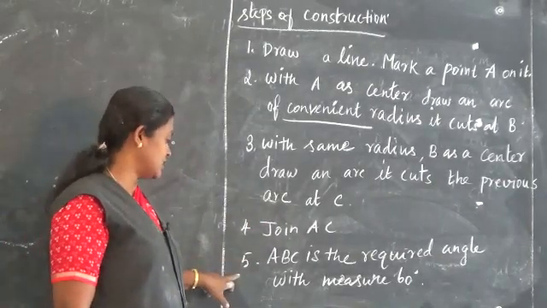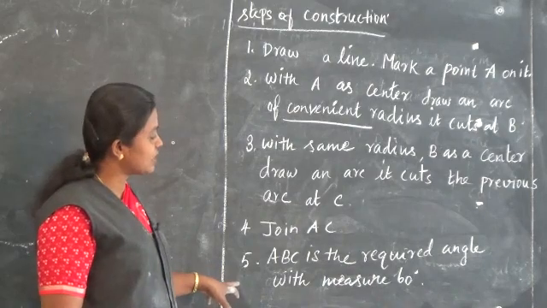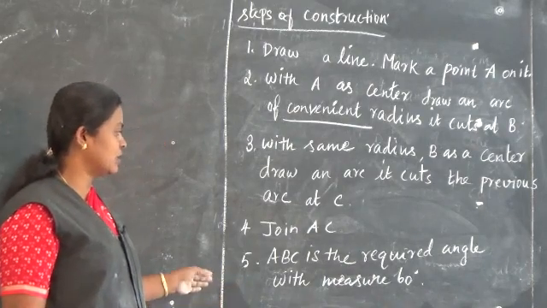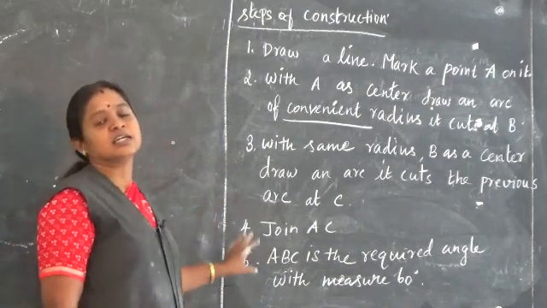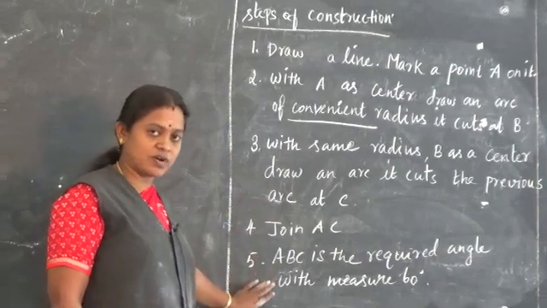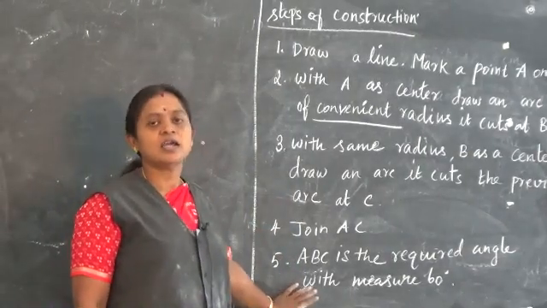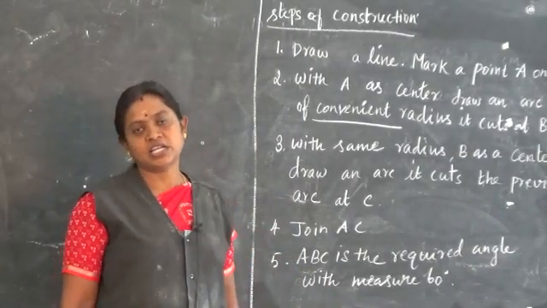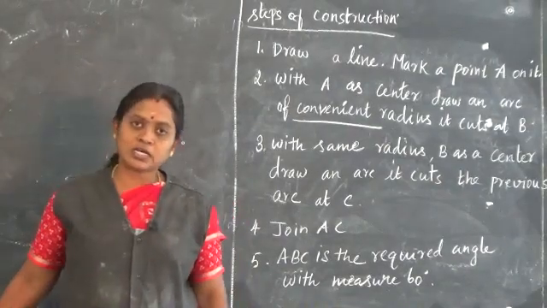Now join AC. Fifth one, ABC is the required angle with measure 60 degree. This is the steps of construction for our angle 60 degree. Other steps of construction I will send through WhatsApp.